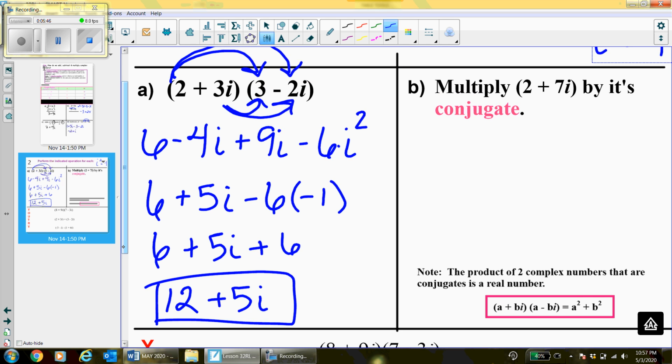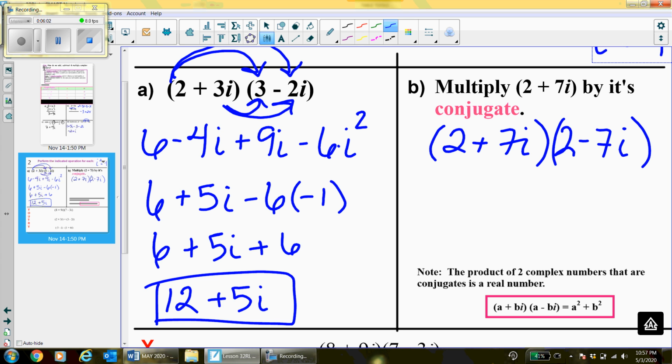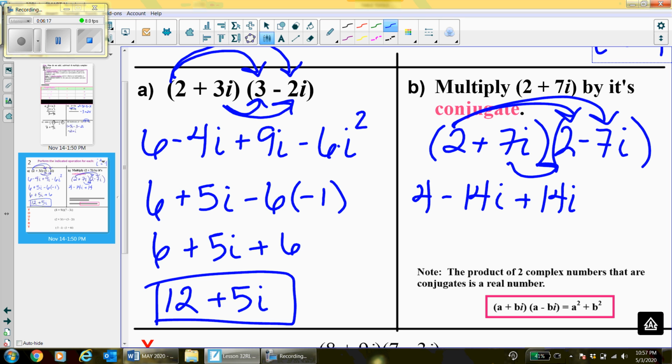Part B. They want you to multiply by its conjugate. That means you're doing 2 plus 7i and 2 minus 7i. So 2 times 2 is 4. 2 times -7i is -14i. 7i times 2 is plus 14i. 7i times -7i is -49i squared. Combine like terms, bring down the 4. -14i plus 14i, they cancel out, that's 0.